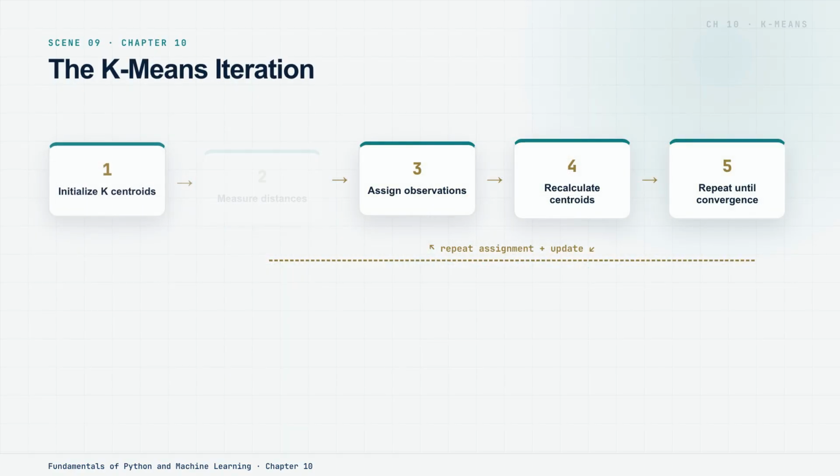K-means follows an iterative process. First, initialize K centroid locations. Second, measure the distance from each observation to each centroid. Third, assign every observation to its nearest centroid.